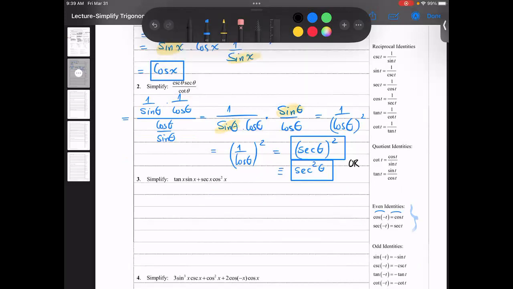Number 3, same thing, right? Same thing. Every time you see tangent, everything that is not sine, cosine, you convert it to sine, cosine. So tangent is sine of x over cosine of x, times sine of x, plus secant is 1 over cosine of x, times cosine of x, all of that square. They put cosine square x, but I like to put the cosine of x, all of that square, so you can see.